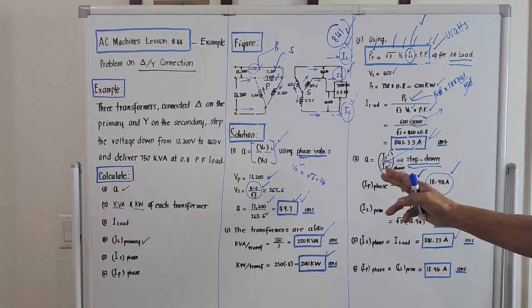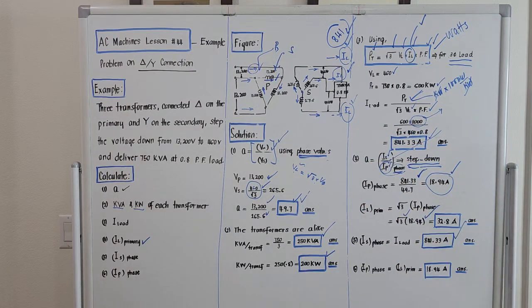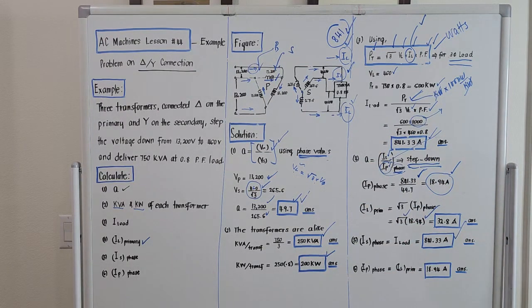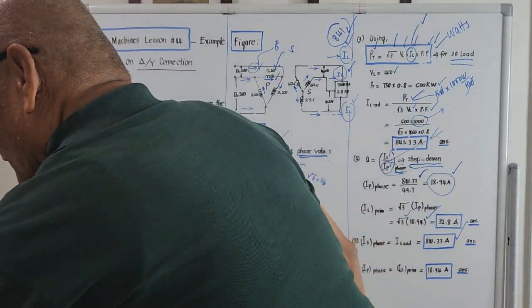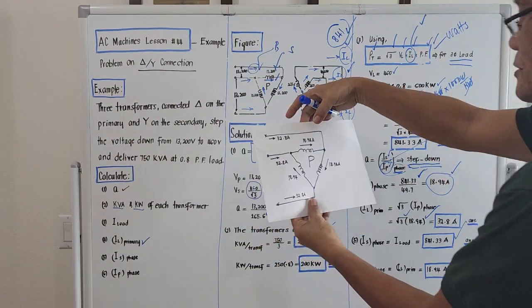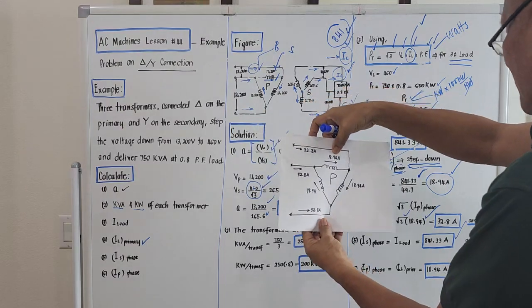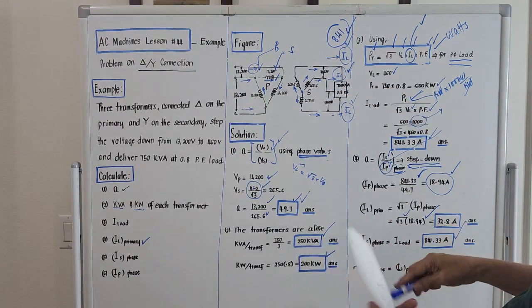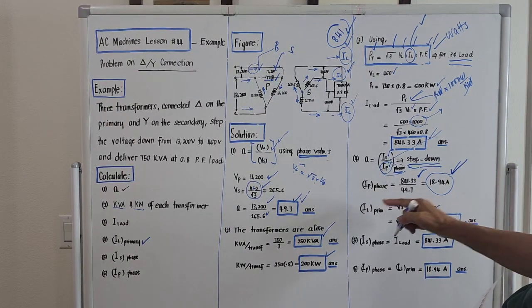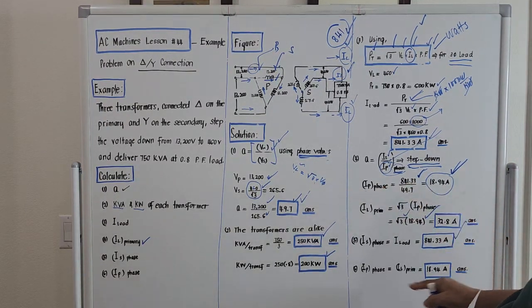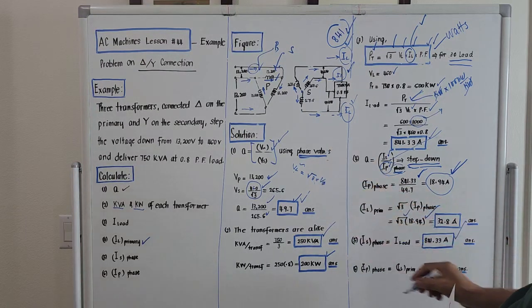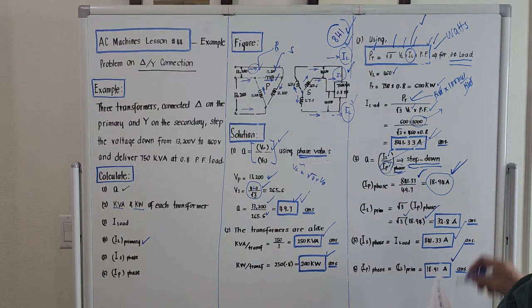Number 6, the last requirement, primary phase current. Primary phase current, we computed that one already. It is 18.94 amperes, right? This one. Where's that one? It is this. Primary current phase value. The problem is asking for the primary phase current value. It's 18.94 amperes. Okay, that's it, guys.